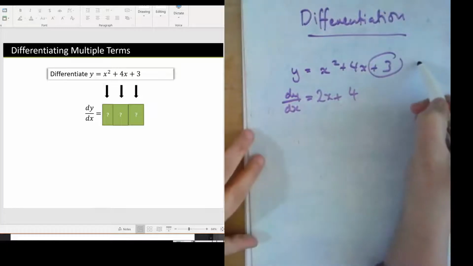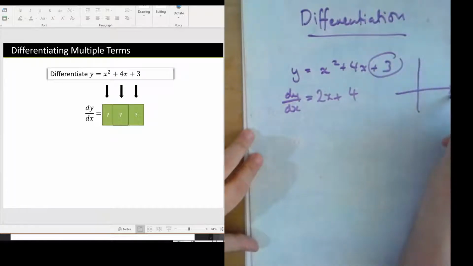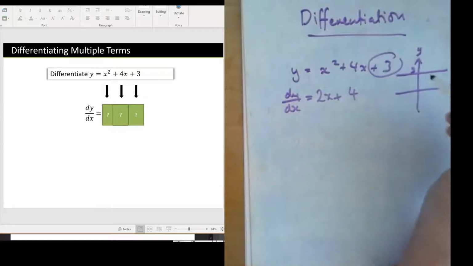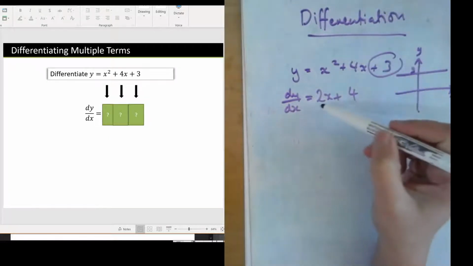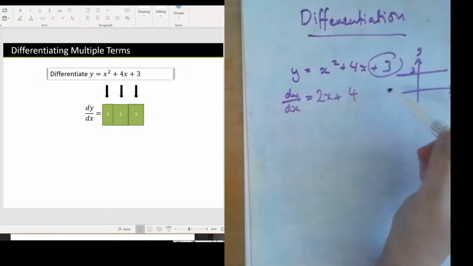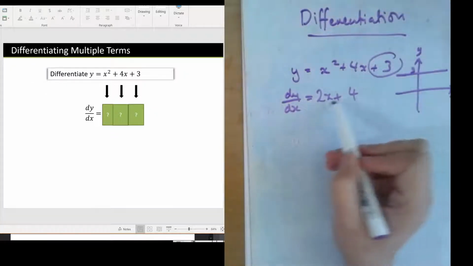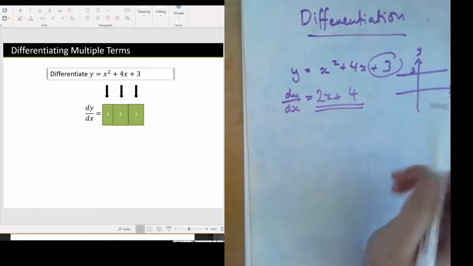So imagine if I have a graph and it's x and y, and I'm drawing y equals 3. That's what that graph looks like. What is the gradient of that line? Hopefully, you said 0. It is actually 0, so it would become 2x plus 4 plus 0. Because I don't need the 0 here, that would just be my number.